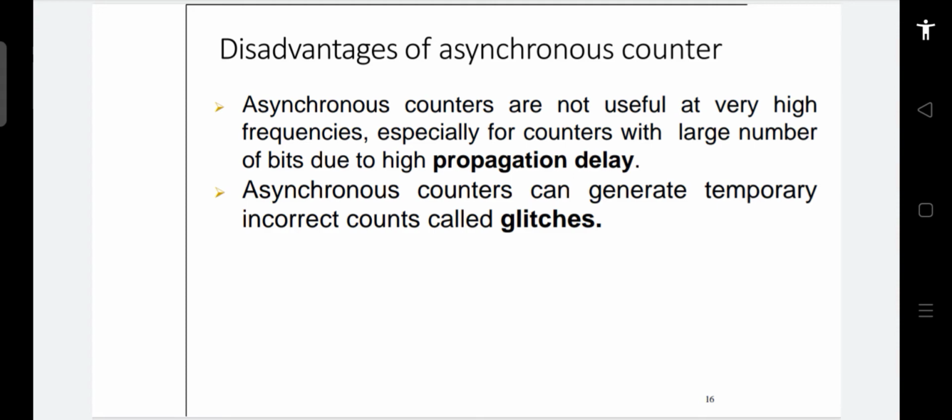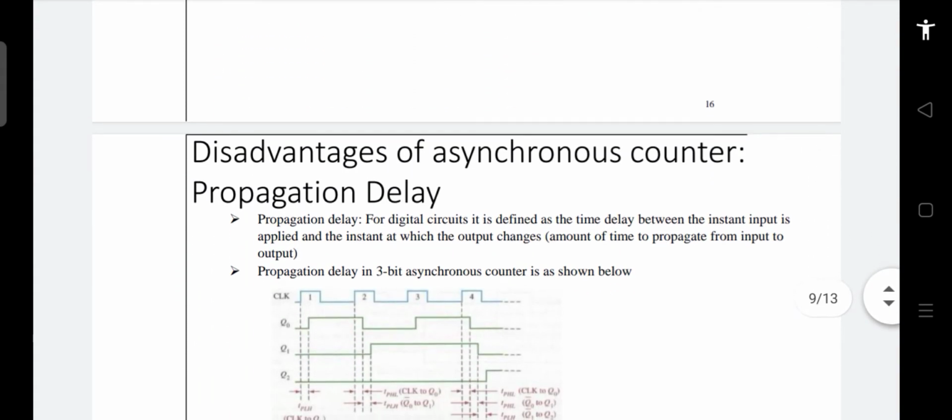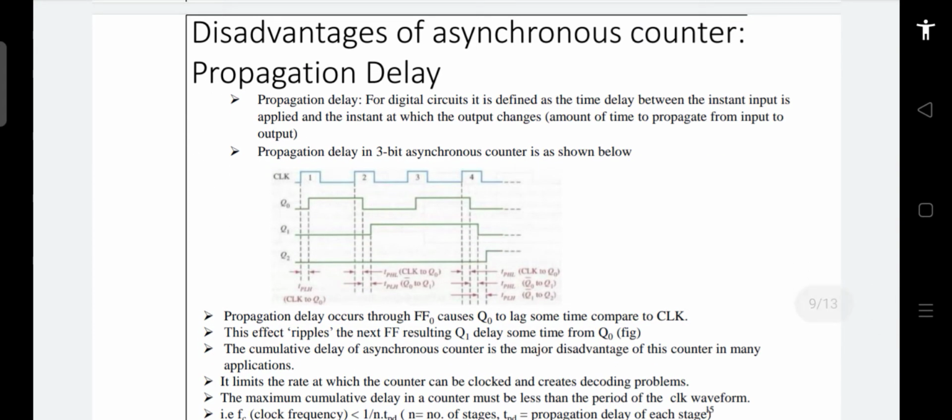So the propagation delay becomes an important issue in the case of asynchronous counters. Then the second issue with asynchronous counters is that they generate some temporary incorrect arrangements, and because of those incorrect arrangements, some glitches are also generated. So there are two problems in the asynchronous counter: propagation delay and glitches. We'll understand this propagation delay and glitches.